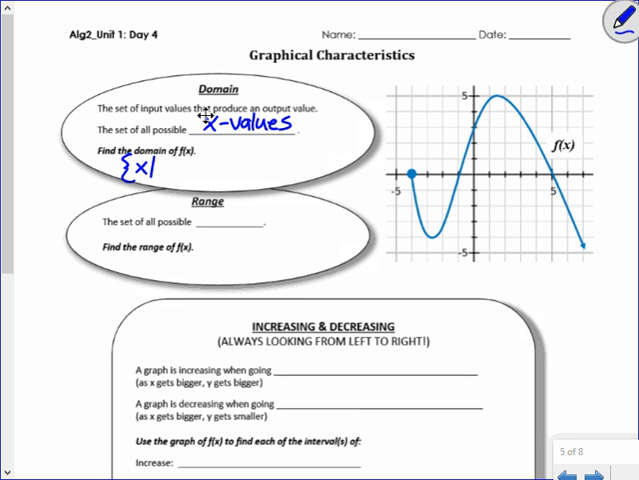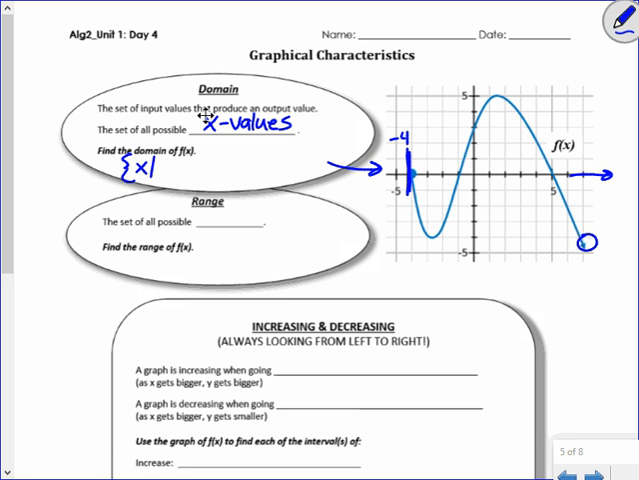So if we look at this graph over here, which is what we're using as our reference, you'll notice that the very first x value of our graph, the furthest left we can go, is at -4. But it never stops as it goes to the right because of this arrow right here. It's going to go down and to the right forever. So our graph is going to be from -4 to infinity. That's how we would express it in interval notation.